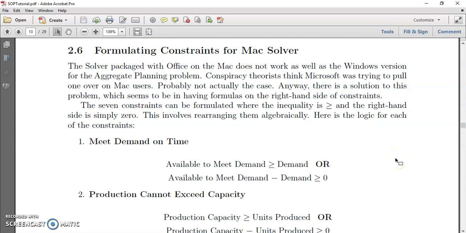This video will review an alternative formulation of the constraints for the sales and operations planning model that will work with the solver on Mac computers. This material is also in section 2.6 of the SOP tutorial.